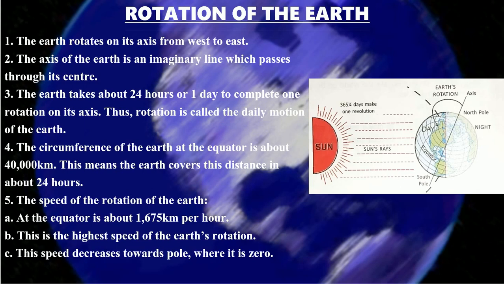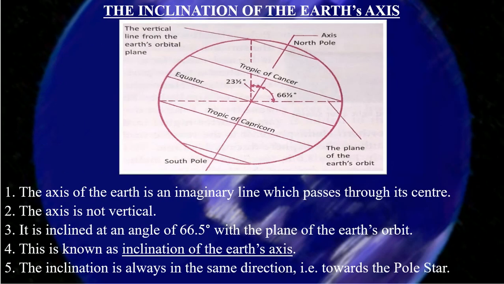Before reading this, let us see the inclination of the earth's axis. As you can see in the diagram above, there is an axis, and that axis is imaginary and not vertical. It is inclined at an angle of 66.5 degrees with the plane of the earth's orbit. This is known as the inclination of the earth. And remember one thing, the inclination is always in the same direction, that is towards the pole star.